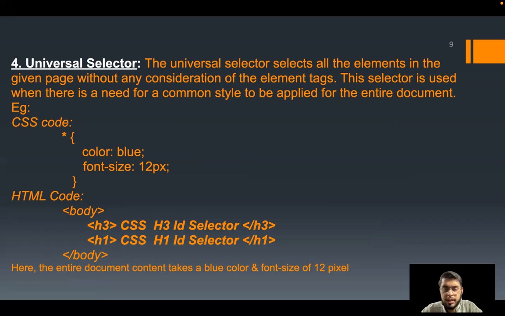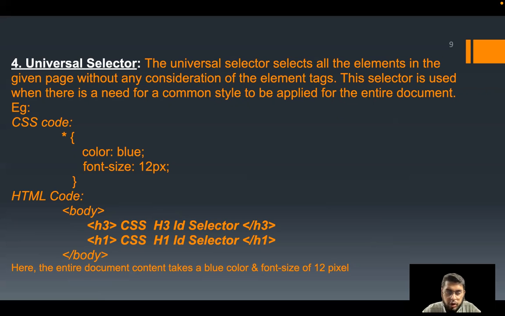So now move to the content part. Universal selector. The universal selector selects all the elements in the given page without any consideration of the element tags. It doesn't consider any tags, it just changes all the tags with the specified property or specified style. This selector is used when there is a need for a common style to be applied for the entire document.